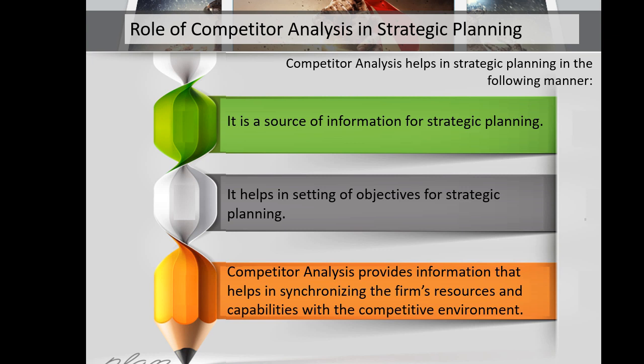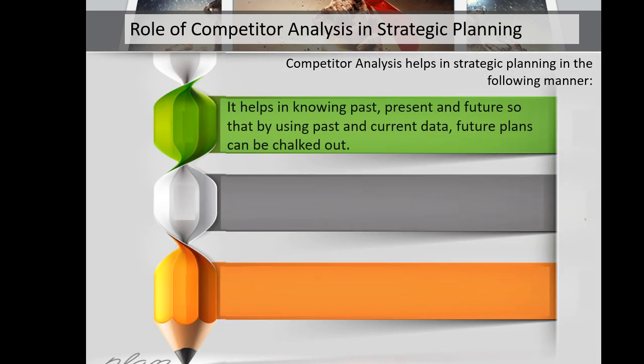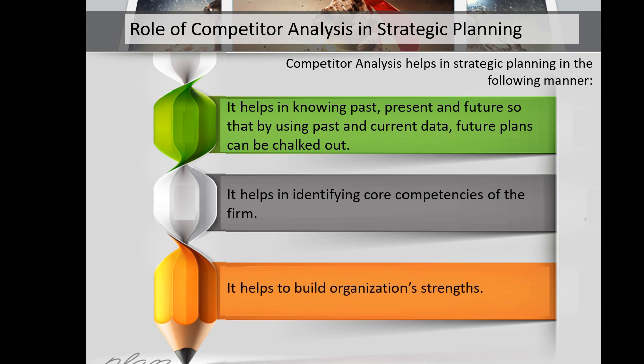The next is that competitor analysis provides information that helps in synchronizing the firm's resources and capabilities with the competitive environment. It helps in knowing the past, present, and future, so that by using past and current data, future plans can be checked out. It helps in identifying the core competence of the firm. So you see, with competitor analysis, for instance, you can understand an organization's position, their bias, their strengths, and their weaknesses. So if you are a consultant consulting for an organization, you also have to look at other organizations, their internal dynamics that are speaking for them, which is of course against you.